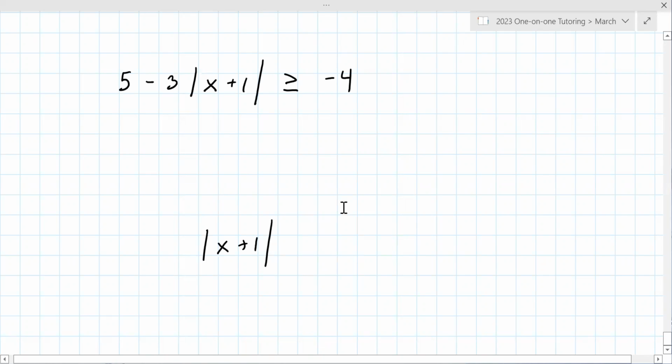Okay. Let's say it's 5 minus 3 absolute value x plus 1 greater than or equal to -4. Yeah, let's do this. So here's what I want you to try to do, Mateo. I want you to get it down to the absolute value of x plus 1, and then I want to know everything that's over here, meaning the inequality and the number. All right. So go ahead and work that out. You don't have to solve it beyond that.